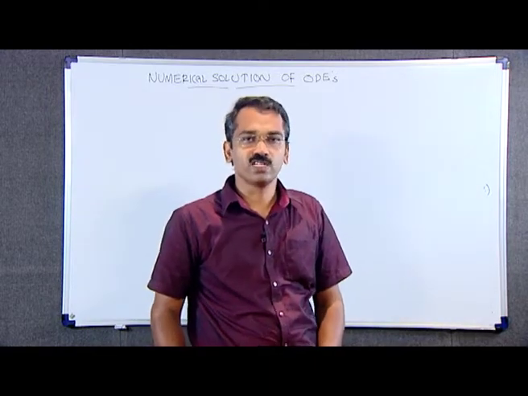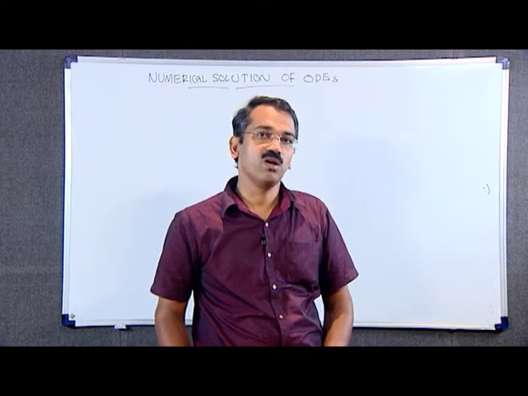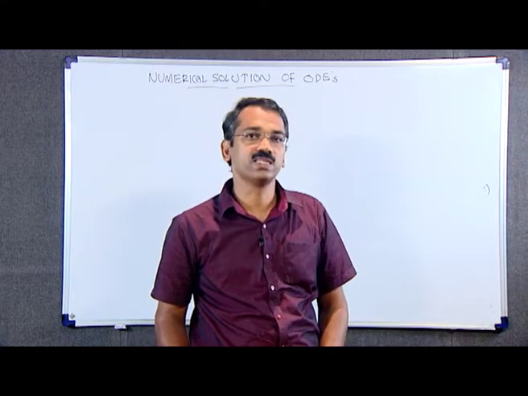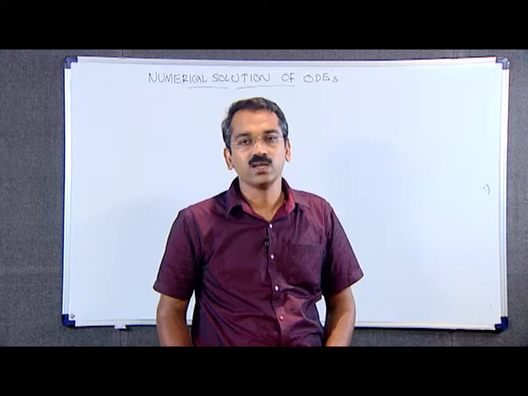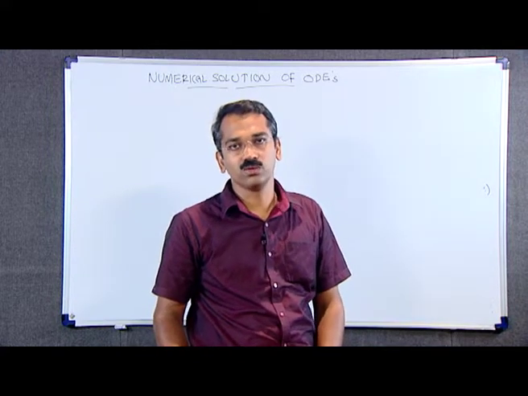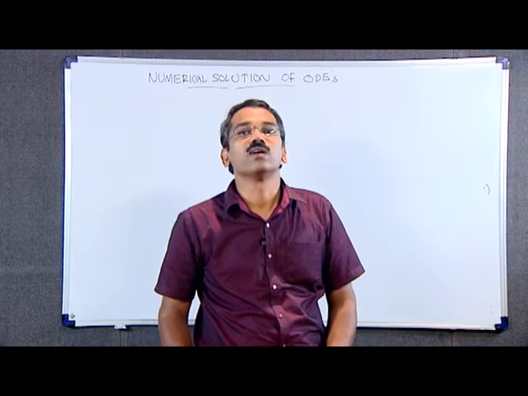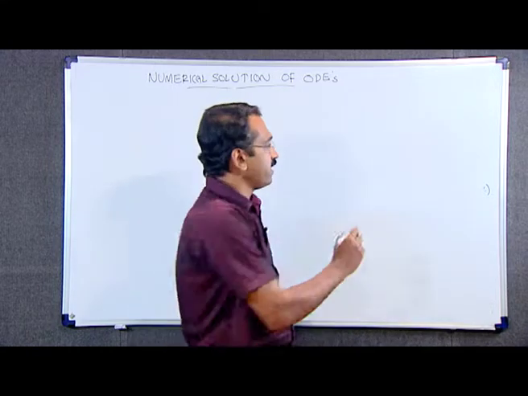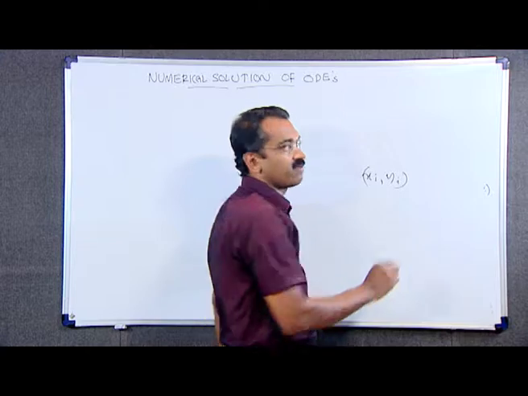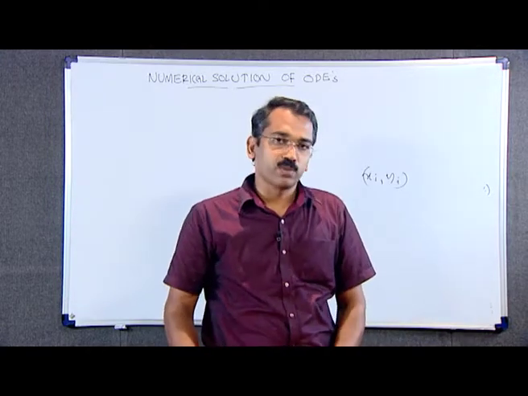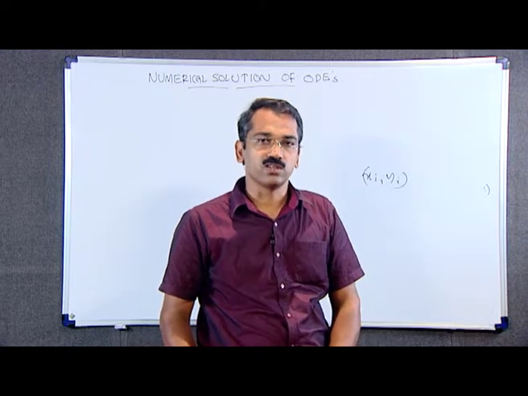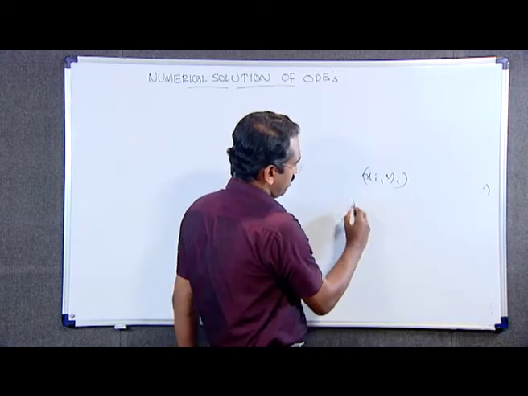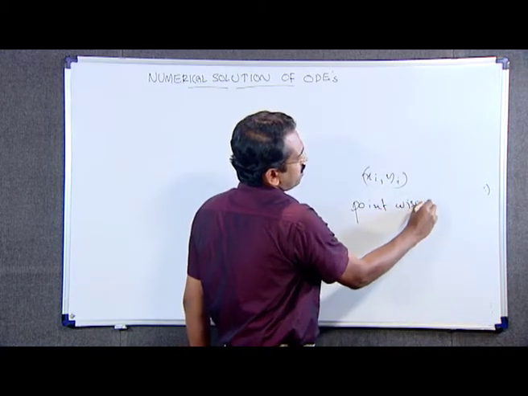Numerical solution of a differential equation satisfying the given initial or boundary conditions consists in finding the values y1, y2, y3, etc. of the dependent variable y corresponding to the equally spaced values x1, x2, etc. of the independent variable x, so that the pairs of values xi, yi satisfy approximately a particular solution of the differential equation. A solution of this type is known as a point-wise solution.